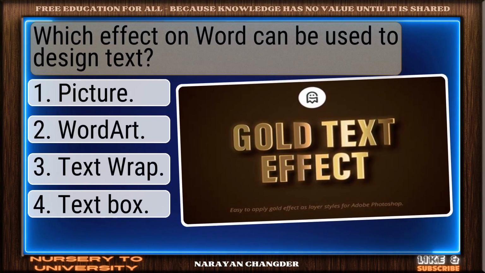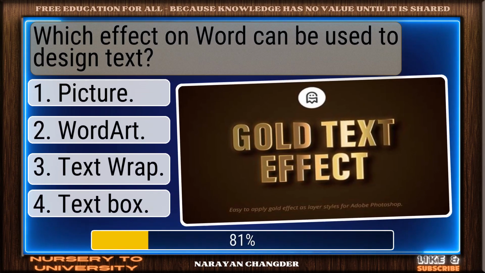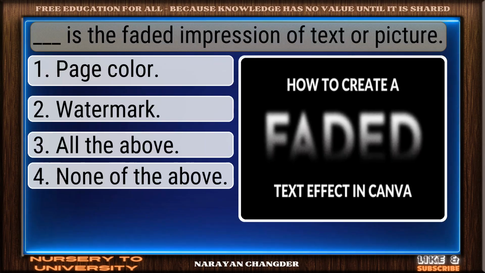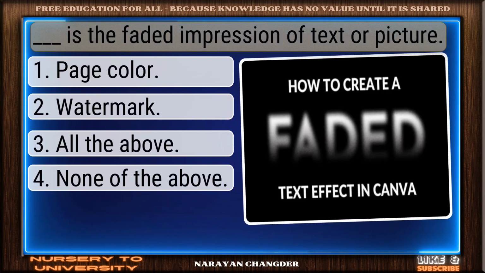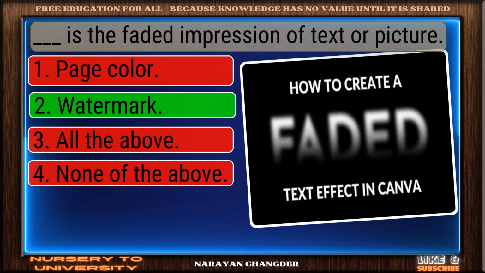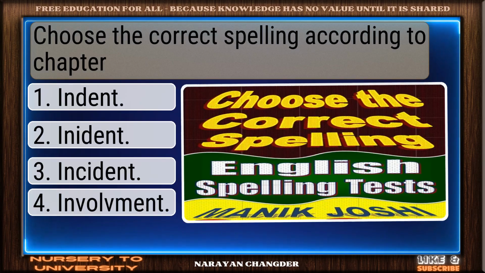Which effect on Word can be used to design text? Great job. Word art is the accurate answer. Dash is the faded impression of text or picture. Correct response. Watermark is the most accurate answer.